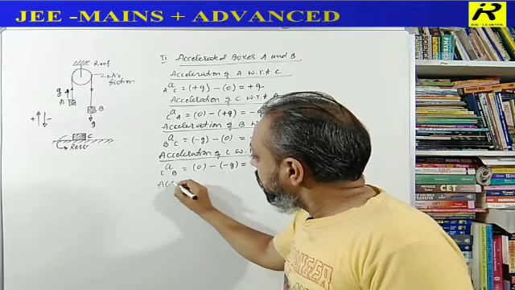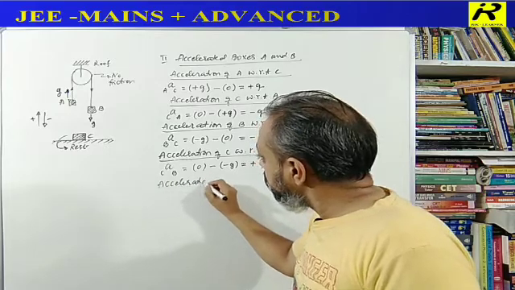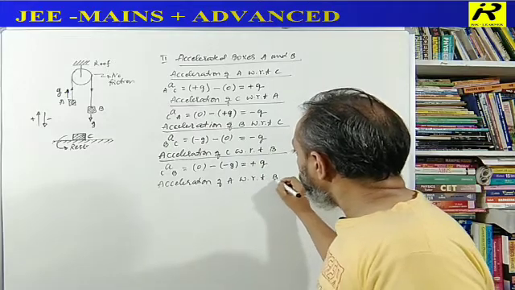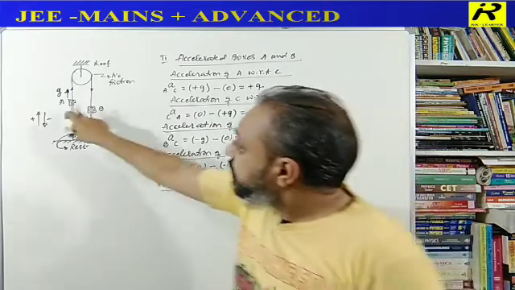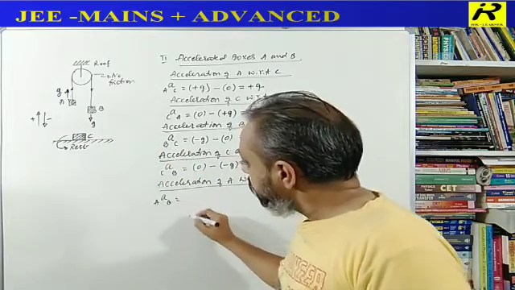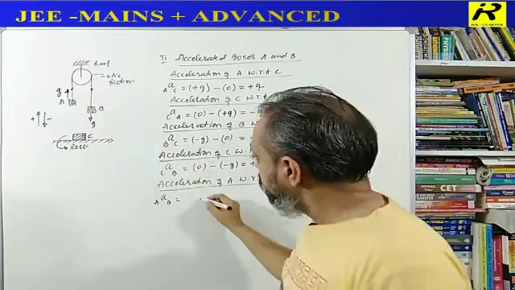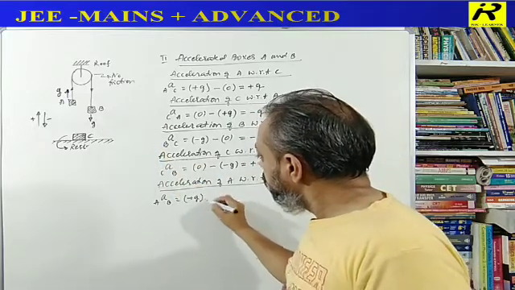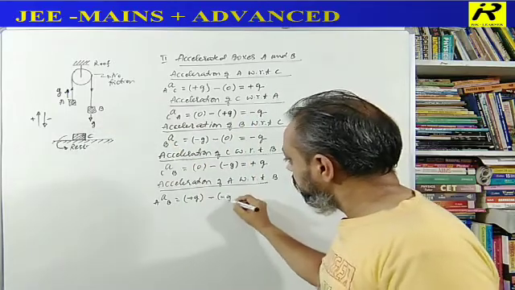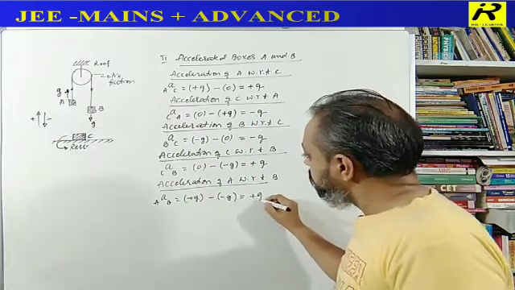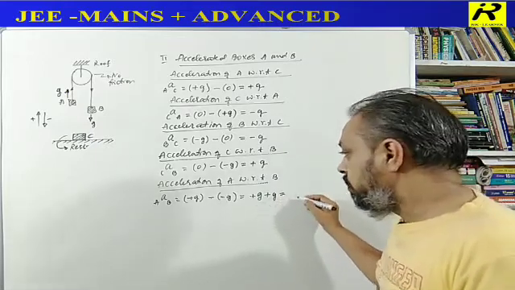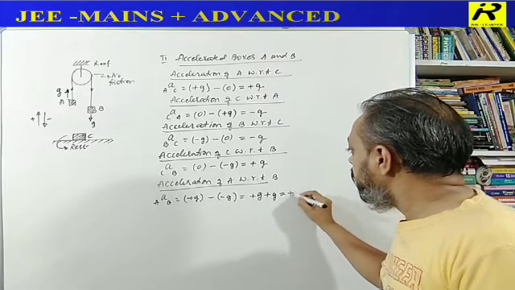Finally, we are having two different cases. So acceleration of A with respect to B can be written like this: acceleration of A is positive, which is plus g, minus acceleration of B, which is negative, minus g. Definitely it is plus g plus g, right. So what may happen, it will be plus 2g.